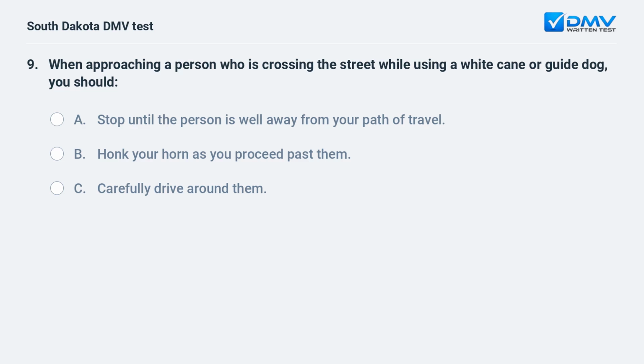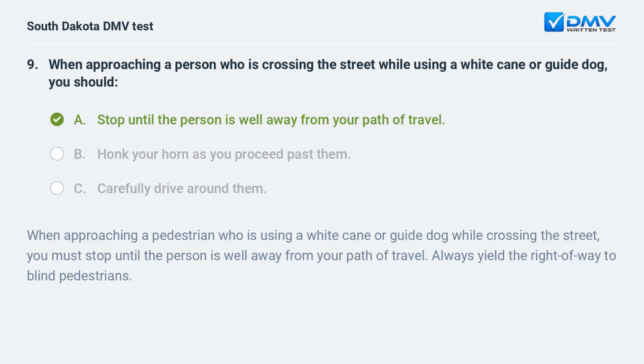When approaching a person who is crossing the street while using a white cane or guide dog, you should A. Stop until the person is well away from your path of travel. B. Honk your horn as you proceed past them. C. Carefully drive around them.